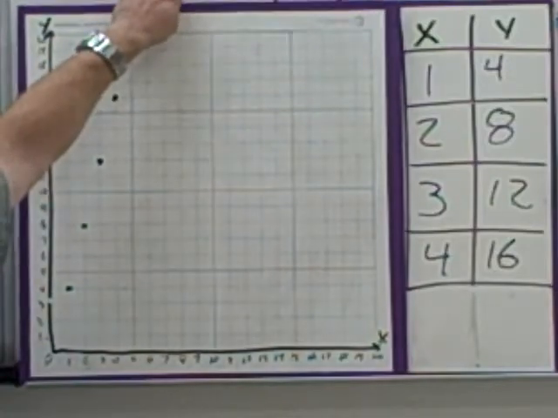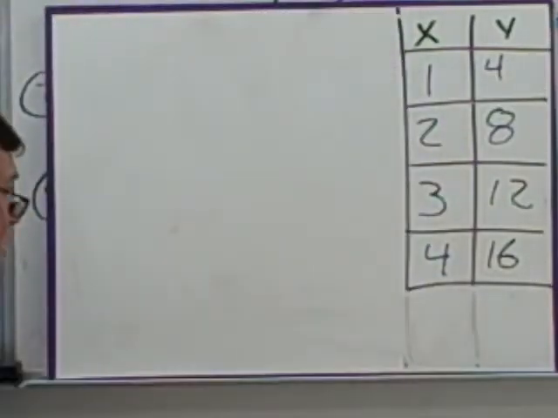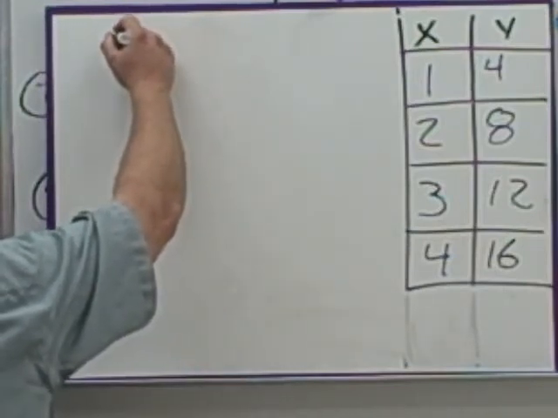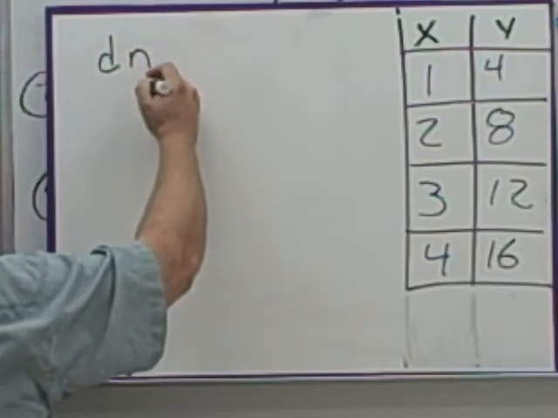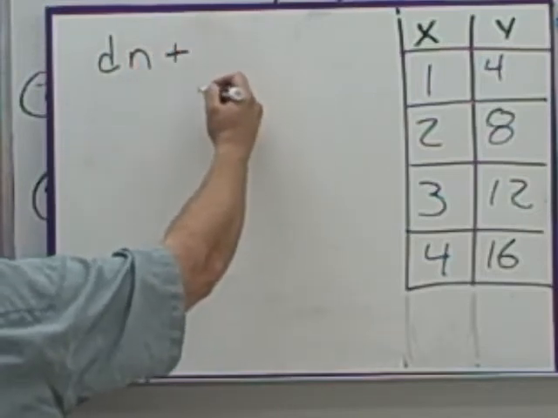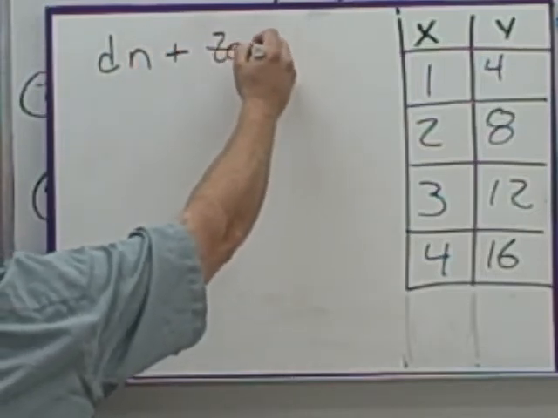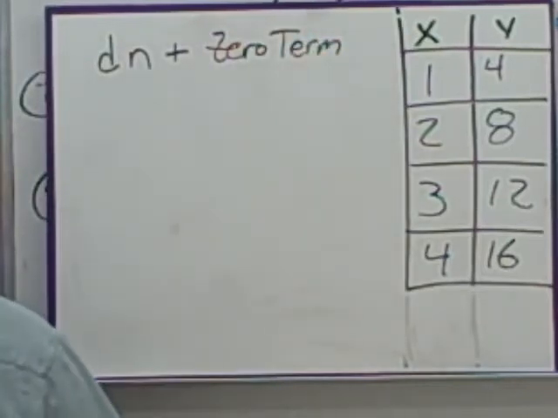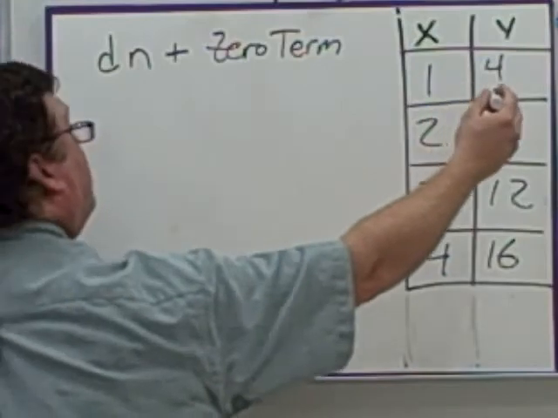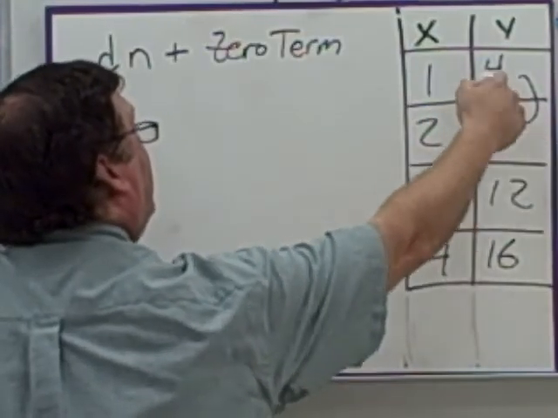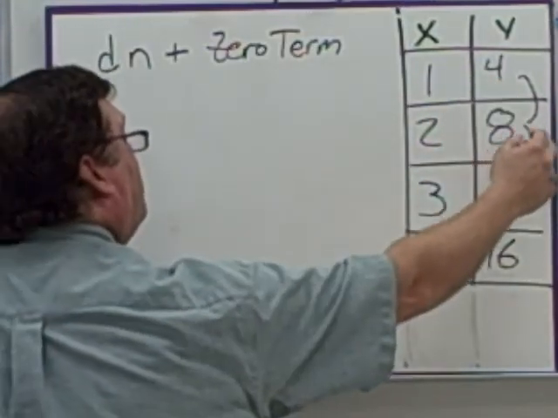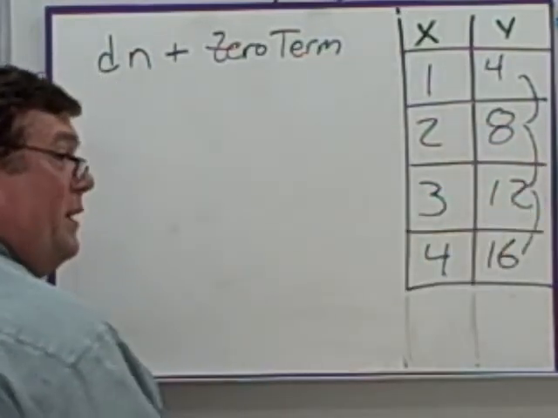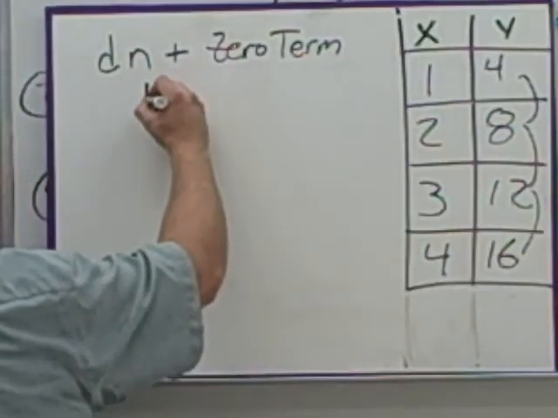Then I use the table to create the expression, working with common difference times n plus the zero term. Right, the common difference going from here to here, 8 minus 4 gives me 4. 12 minus 8 gives me 4. 16 minus 12 gives me 4. The common difference is 4.